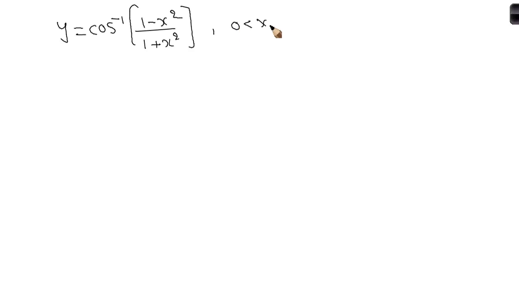Next question. Find the derivative of the function y is equal to cos inverse of 1 minus x square upon 1 plus x square, for 0 less than x less than some bound. This is the condition, the domain of this function.